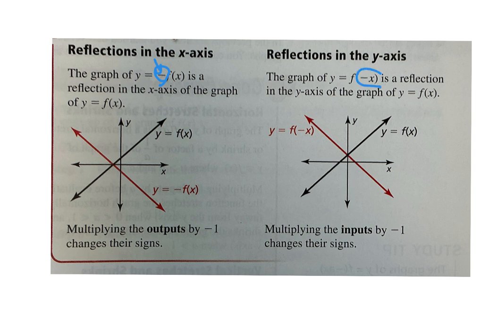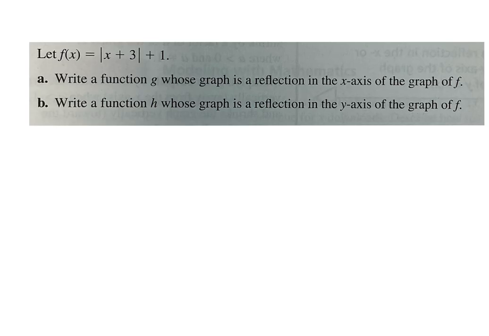If the negative is inside the function, like inside the absolute value, inside the linear, it reflects across the y-axis. So one more time, a negative in the front reflects it across the x, or upside down. The negative inside reflects it across the y, which is sideways. And I'm going to show you an example here on the next slide.